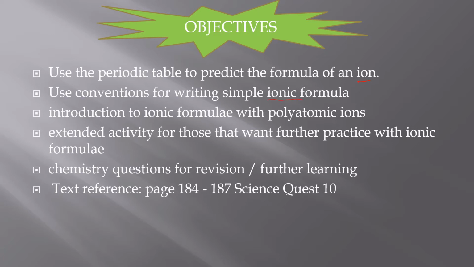Write some simple ionic formulas. Look at polyatomic ions. Now think about it. Poly means many, atomic means atoms, so ions that have more than one atom. And where are we heading with all this? We should have looked at these textbook pages prior to today's lesson.